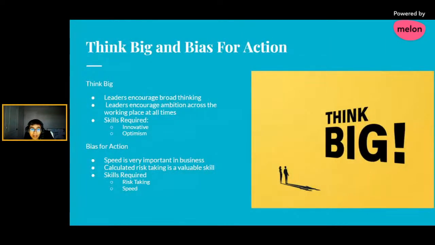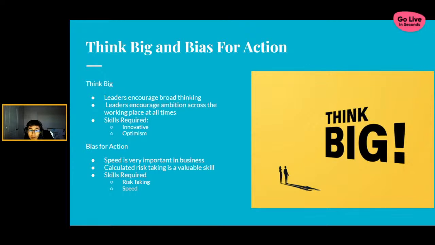Next, think big and bias for action. So leaders must encourage broad thinking big. Leaders must encourage this ambition across the workplace at all times. In order to do so, they must be innovative and optimistic.